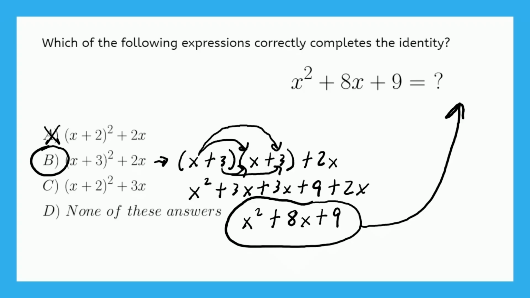If you were to test out option C, you would see that it would not give us an identity. And because we know B is the answer, we know that D will not be the answer. So that is everything for that first example.